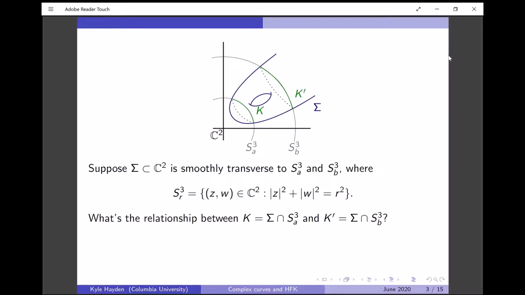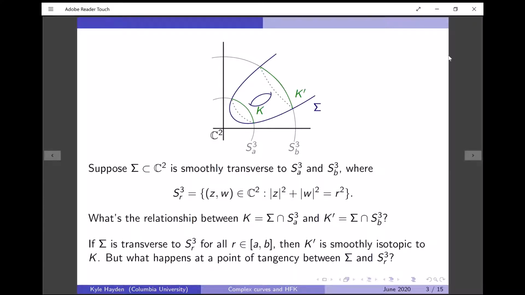The first observation I might make is that if the complex curve is transverse to all of the intermediate three-spheres between radius A and B, then there's never any change in the topology of the surface, and in particular, K prime is smoothly isotopic to K. So the real question becomes, what happens if there's a point of tangency between sigma and some intermediate sphere?